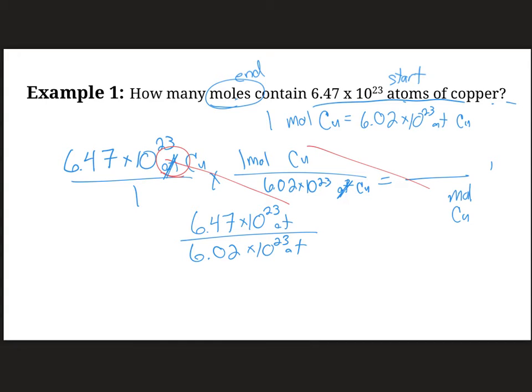When I get my answer, I do need to think about sig figs. So I've got 3 sig figs in each of my numbers. So I need 3 sig figs in my answer for 1.07 moles of copper.